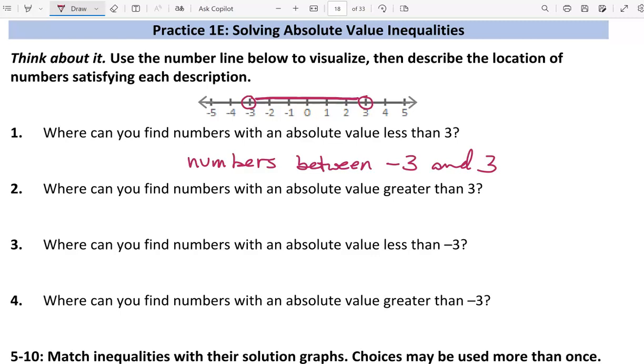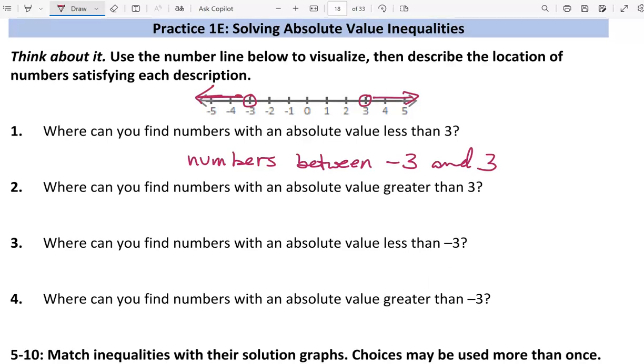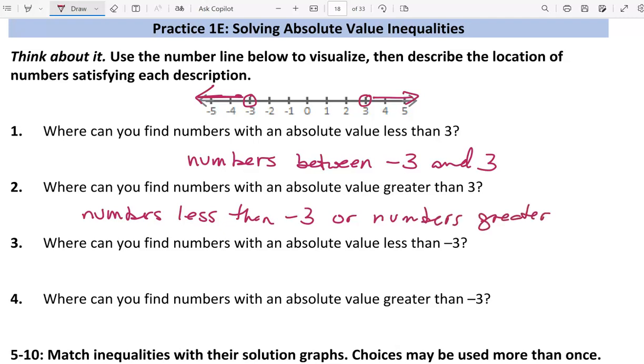Okay, where can we find the numbers that have absolute values greater than 3? So those would be numbers that are farther than 3 from 0. So those would be the numbers on the left side of the number line. So that would be numbers less than -3 on the left, or they can be numbers greater than 3.